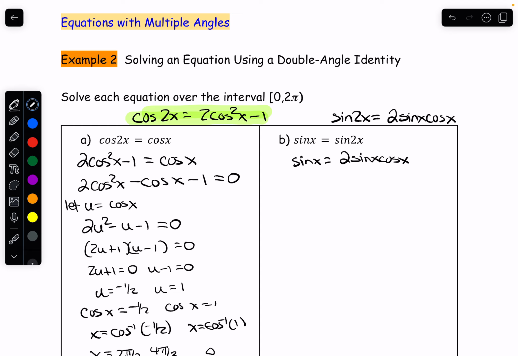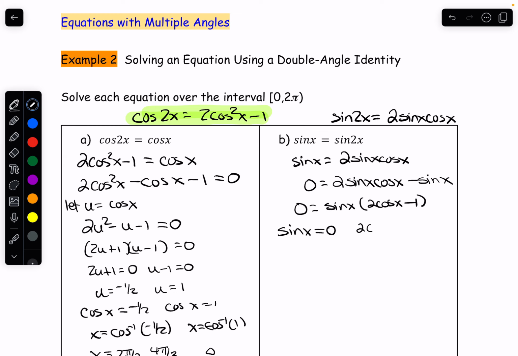So we'll replace sine of 2x with 2 sine x cosine x. And we're going to solve this by using the factoring and zero product property. So I'm going to take this sine of x, and I'm going to move it from the left to the right and make it negative. Then, hopefully you can recognize, well, I can factor out a sine of x, giving myself 2 cosine of x minus 1. By the zero product property, that means that the sine of x equals 0, or 2 cosine of x minus 1 equals 0.